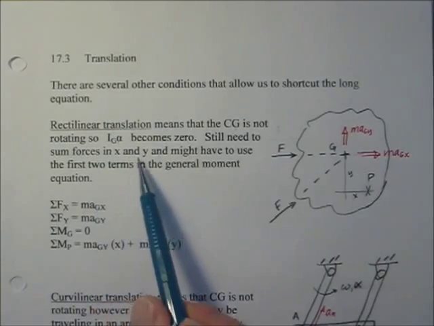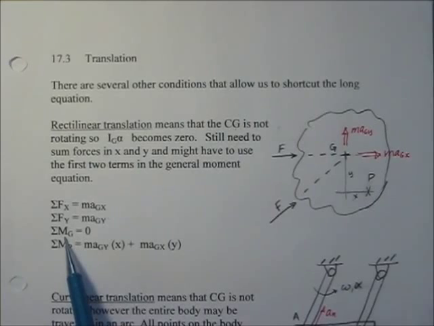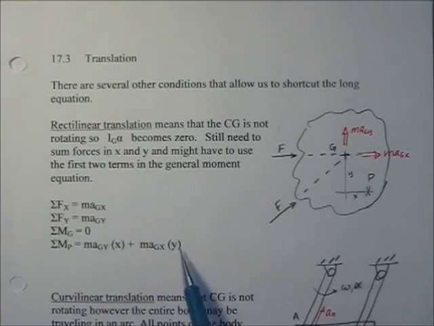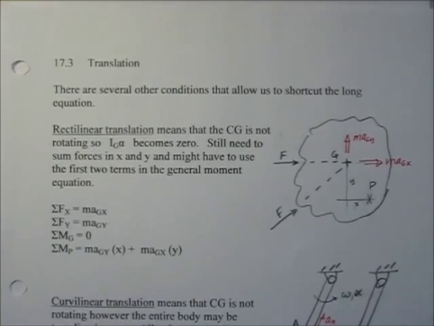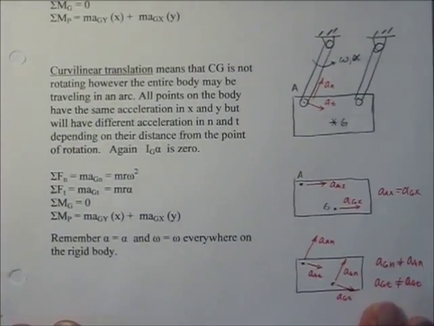We'll still need to find the forces in the x and y. We'll still need to use those first two equations. However, if we look at the moment equation, the sum of moments about G, if IG alpha is equal to 0, the right side of the equation is equal to 0. And if we want to solve moments about P, again, we still have to have those two vectors multiplied by their distances. However, the IG alpha term will go away. So this will be the general form for straight translation that we'll use. We may also cover curvilinear translation. However, I'm not going to address curvilinear translation in this video.